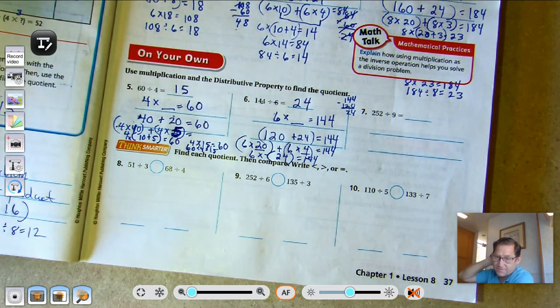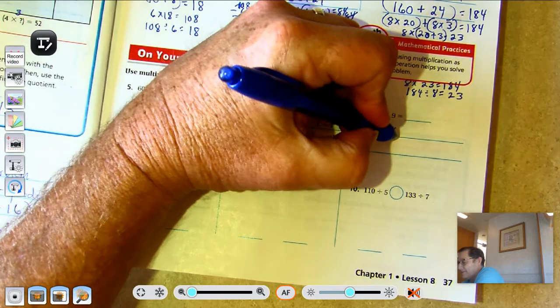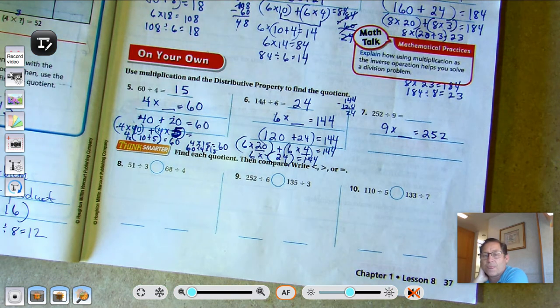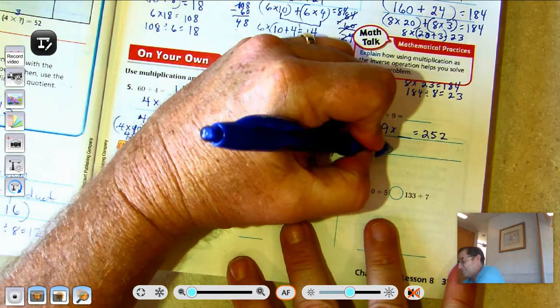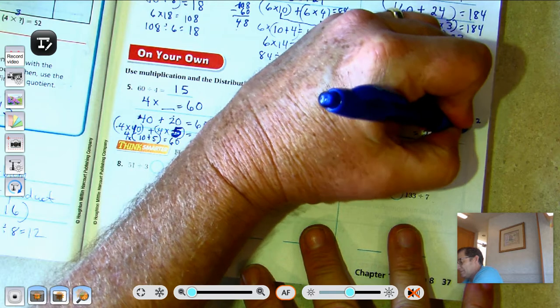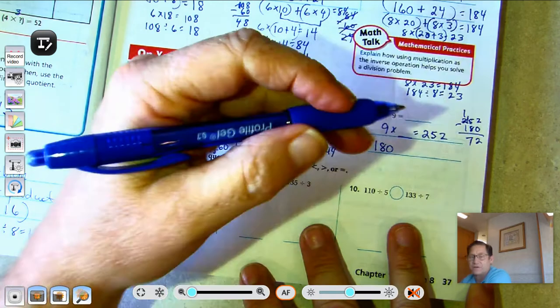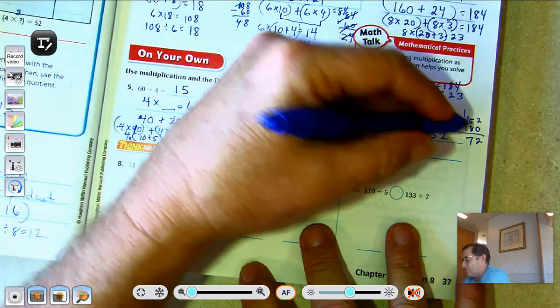All right, 252 divided by 9. 9 times something equals 252. Well, I could take 9 times 10 and take away 90 from 252, but that leaves me a large number to still divide by 9. So how about 9 times 20? 9 times 20 would be 180. So if one of the products is 180, then the other one has to be 72.